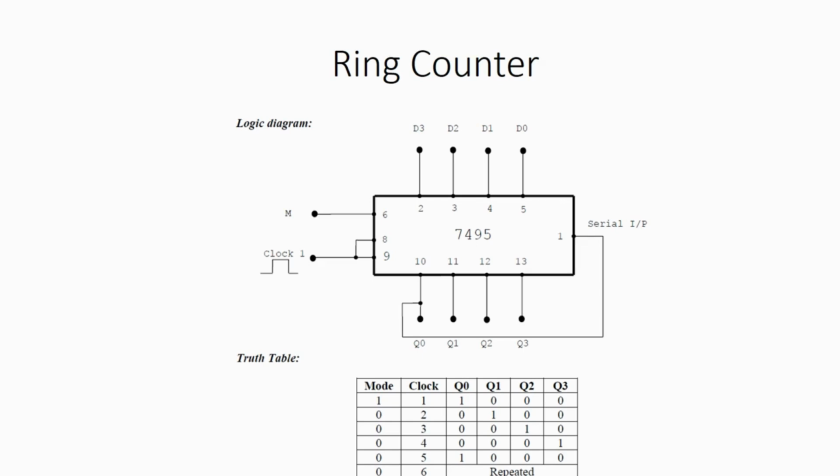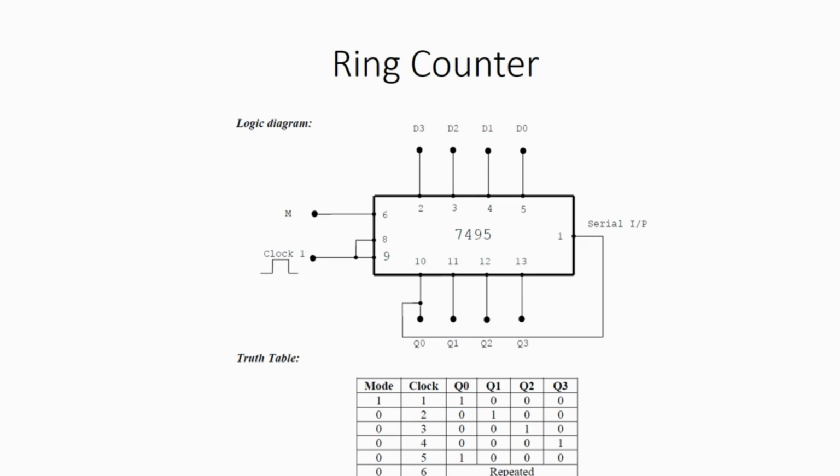At the beginning, we have to load the ring counter with its initial value. For that, the value of mode should be kept at 1, and the first value is loaded into the shift register. Its first value is 1000. After loading the data, the mode has to be changed to 0. So in the second clock pulse, the mode should be kept at 0 and the clock pulse applied. Then automatically the contents will be shifted to the right direction.